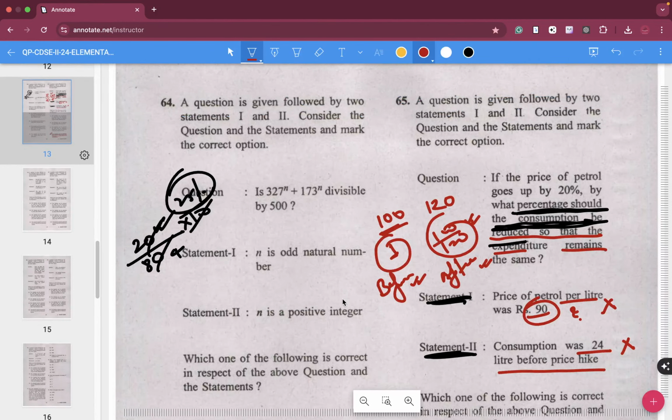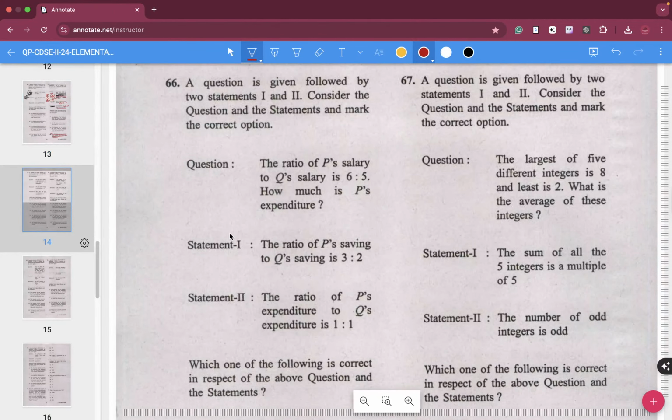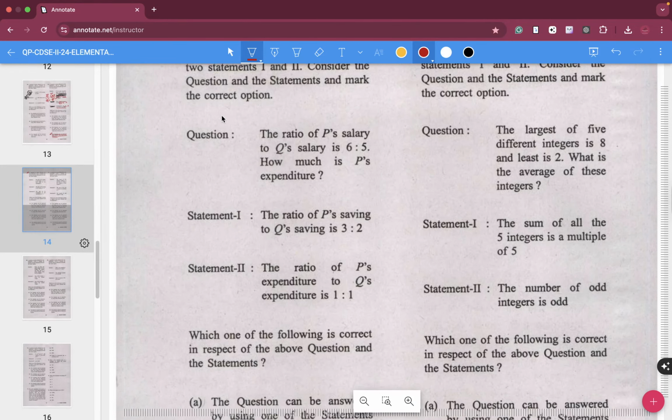In that case, you don't have to worry about the cost of the petrol, and you don't have to worry about how much the price of the petrol was as well. Question number 66 over here: consider the question and the statement and mark the correct option.